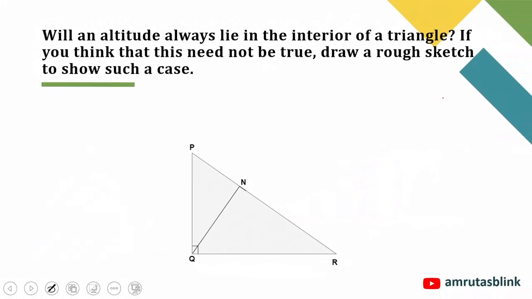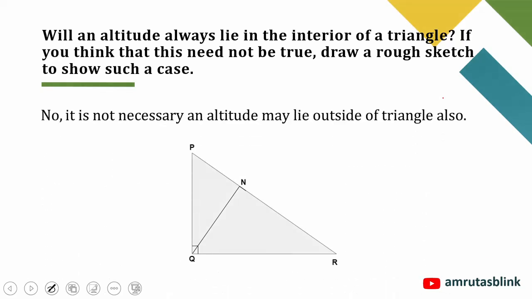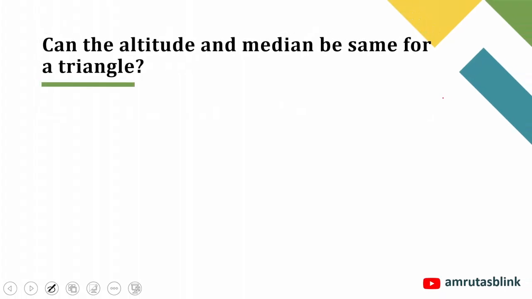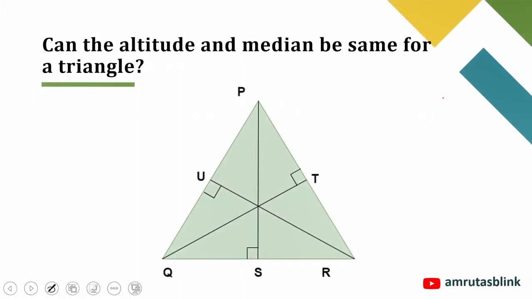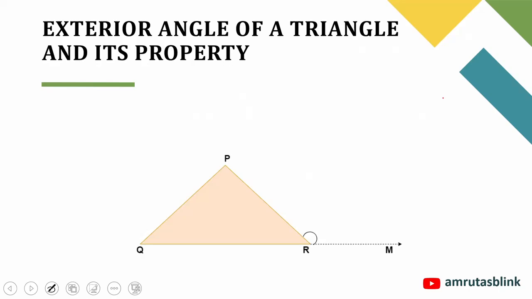Will an altitude always lie in the interior part of a triangle? Just now we have discussed, no. In case of right angle triangle, it will be along the side of the triangle, or in case of scalene triangle, it will be on the exterior part. Can altitude and median be the same for a triangle? Yes. In case of an acute angle equilateral triangle, all the medians and all the altitudes are the same. So suppose there is a triangle PQR, then PS, QT and RU are medians as well as altitudes of the triangle.